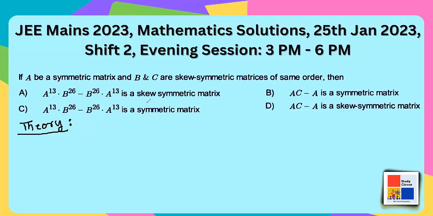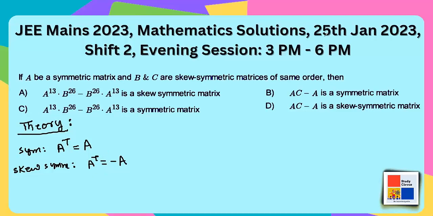Now, when do we call a matrix symmetric? A symmetric matrix is one where the transpose of the matrix is the same as itself: A transpose is A only. We call a matrix skew-symmetric when the transpose of A is negative of A.